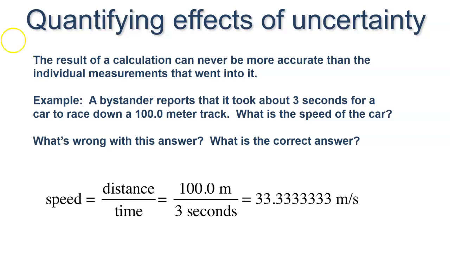So it says here, a bystander reports that it took about 3 seconds for a car to race down a 100-meter track. We want to know what the speed of the car is. So if speed equals distance over time, our distance is 100 meters. I would put that on top. It took them time, 3 seconds. 100 divided by 3 will give you 33.3 repeating meters per second.